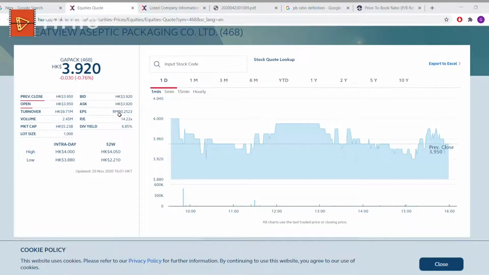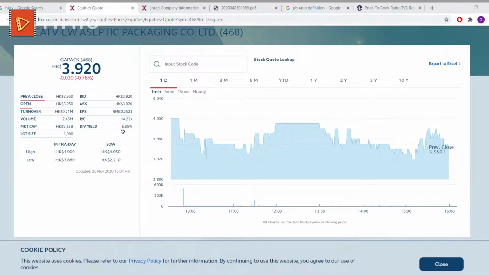Okay, let's do a quick calculation. We need to convert this equity figure in RMB into Hong Kong dollars, so we multiply by 1.11. This figure over here is about 2.7 billion because it's expressed in RMB 1,000. After we have converted it, this figure is in Hong Kong dollars, and the total book value of Greatview Aseptic Packaging is about 2.7 billion.